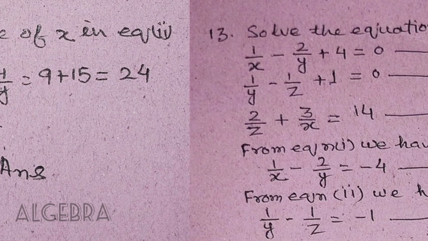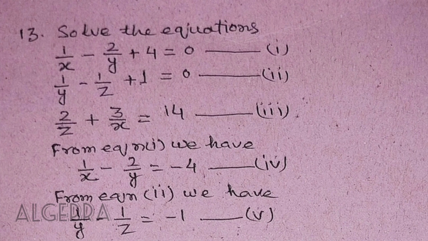Answer. 13. Solve the equations 1/x - 2/y + 4 = 0. Equation 1. And 1/y - 1/z + 1 = 0. Equation 2. And 2/z + 3/x = 14. Equation 3. From equation 1, we have 1/x - 2/y = -4. Equation 4. From equation 2, we have 1/y - 1/z = -1.